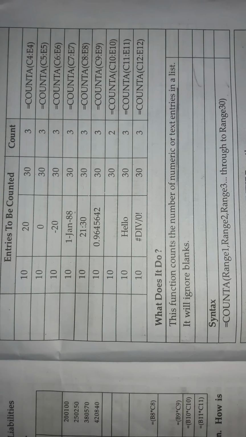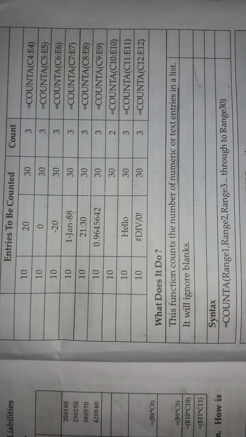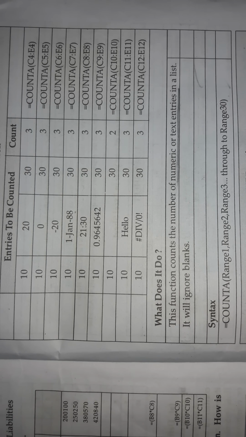So your COUNTA function, what does it do? This function counts the number of numeric or text entries in a list. It will ignore blanks, and the syntax is very simple: equal to COUNTA, range 1, range 2, range 3, and through to range 30. And just ignore this table, please. This is quite absurd, I don't know.